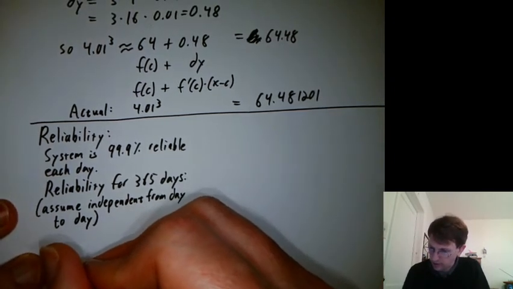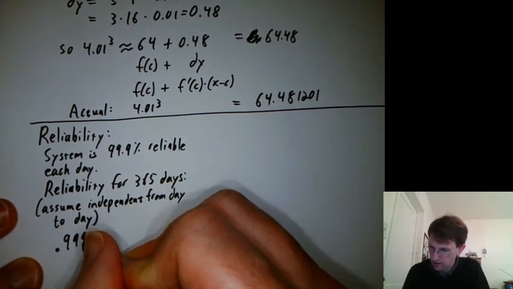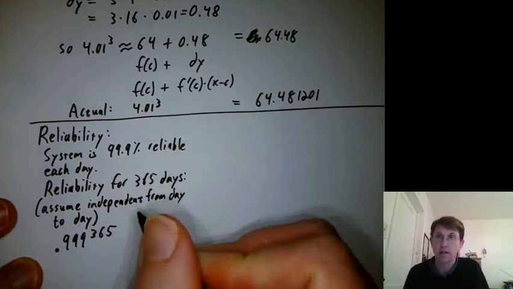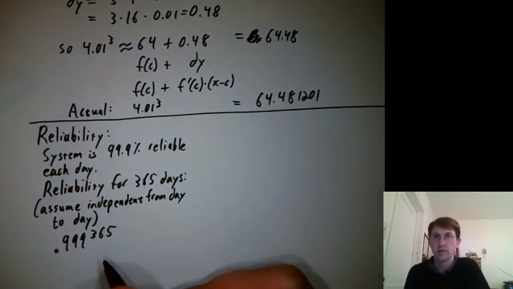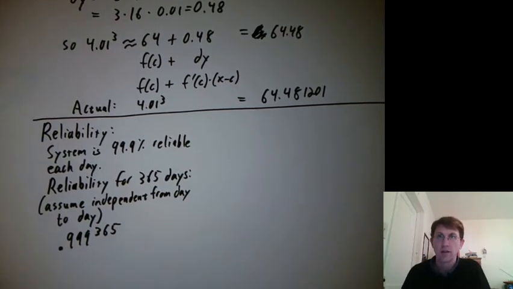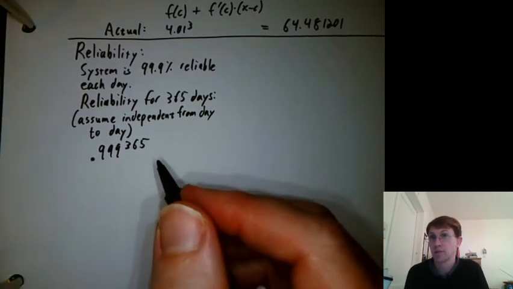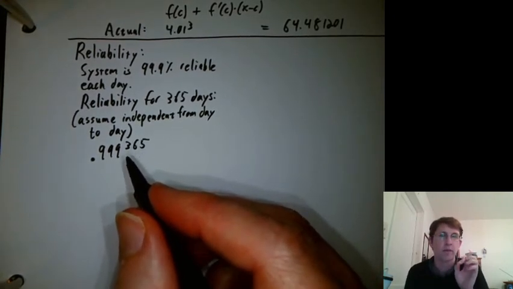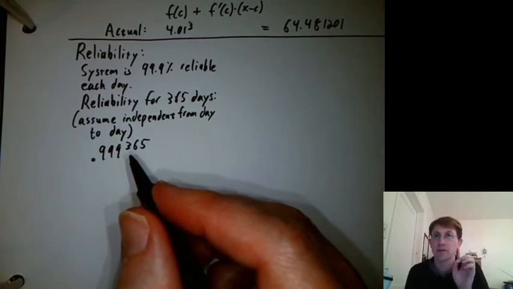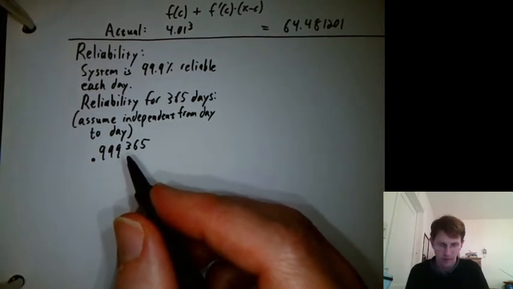So what we'd have is the year-long reliability would be 0.999 to the 365. I need it to operate today and tomorrow and the next day, every day for 365 days in a row. So what is 0.999 to the 365? Is that still pretty reliable? I mean, it gets slightly smaller each time because we're not multiplying by 1 each time, we're multiplying by something slightly less than 1. But it's still only slightly less than 1.